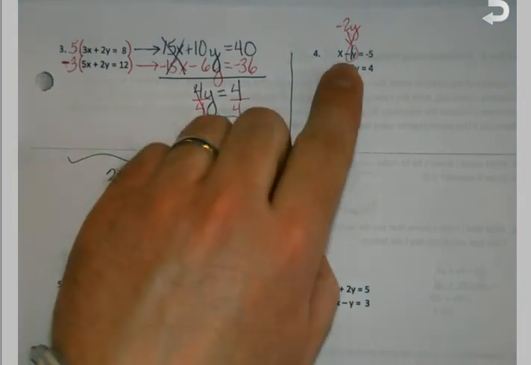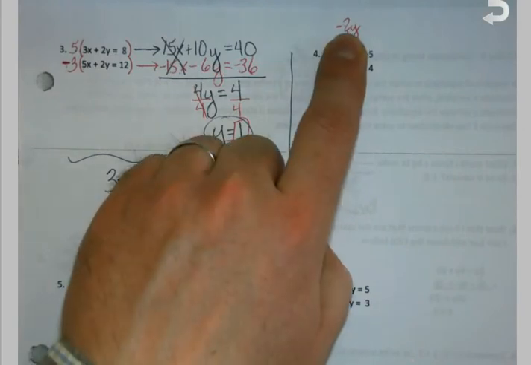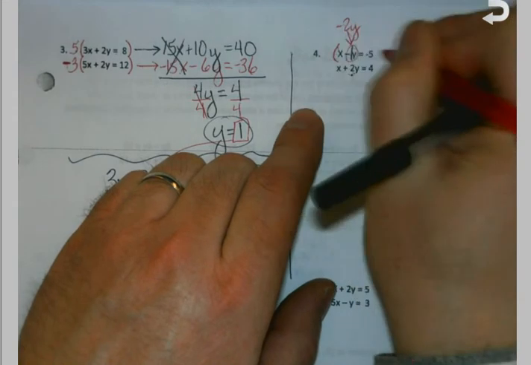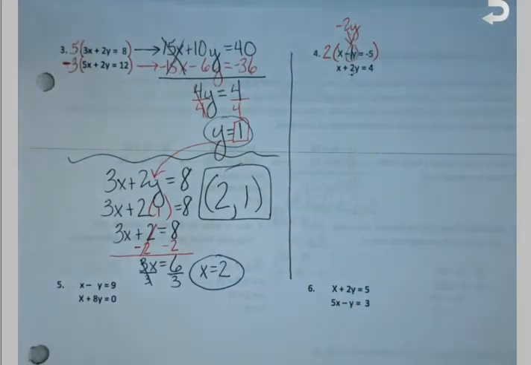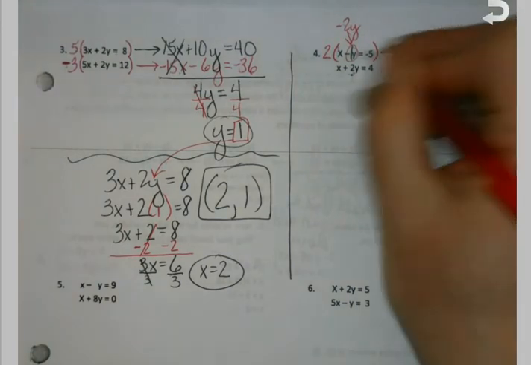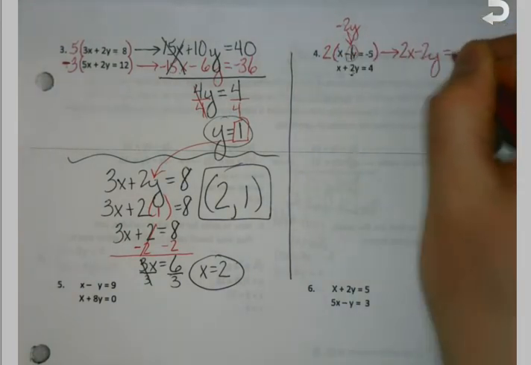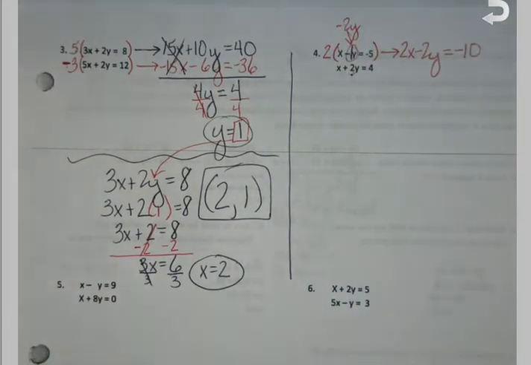So I've already got a negative 1 there, though. So what do I have to multiply negative 1 by to get it to negative 2? 2. So I'm going to multiply through that top equation by positive 2. So 2 times negative 1 is negative 2. 2 times negative 5 is negative 10.